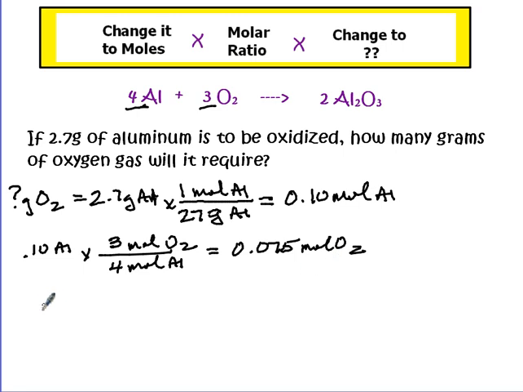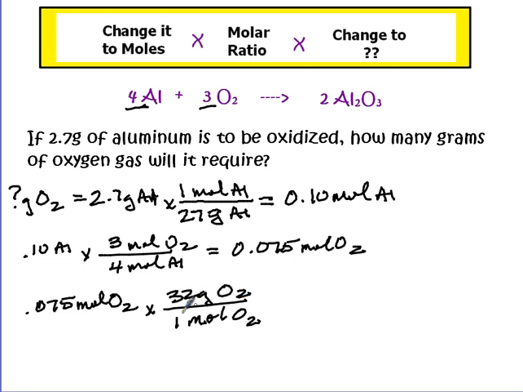One last step. Now I'm going to change it to grams. I've got my 0.075 moles of oxygen. Now all I need to do is change that to grams. So on the bottom, I'm going to put 1 mole of oxygen. And on the top, I'm going to put 32 grams of oxygen. I got that from the periodic table. And when I run this through my calculator, I end up getting 2.4 grams of oxygen.